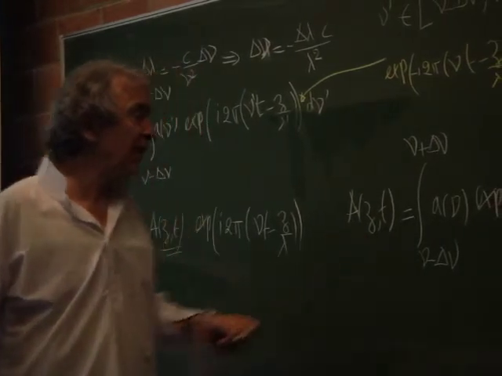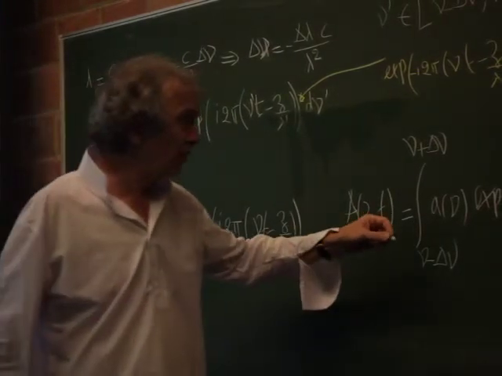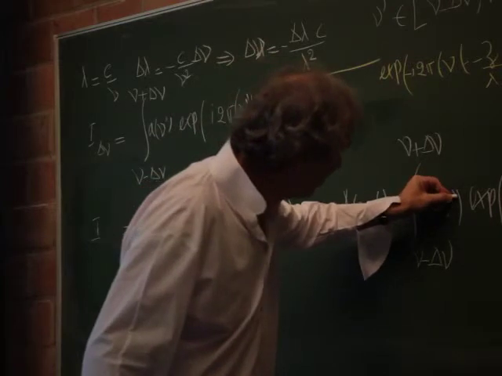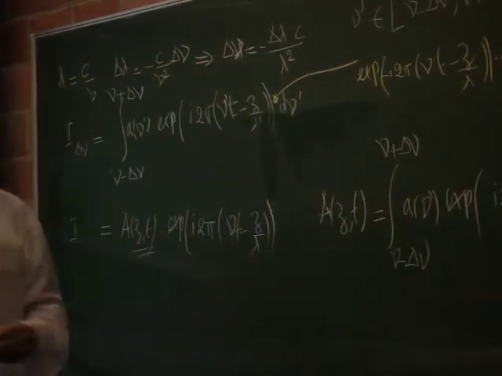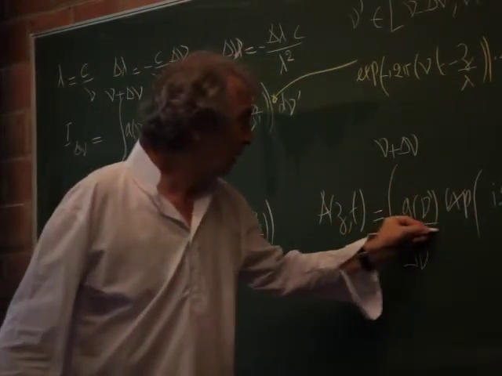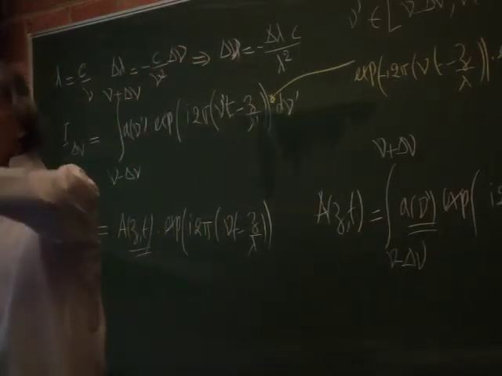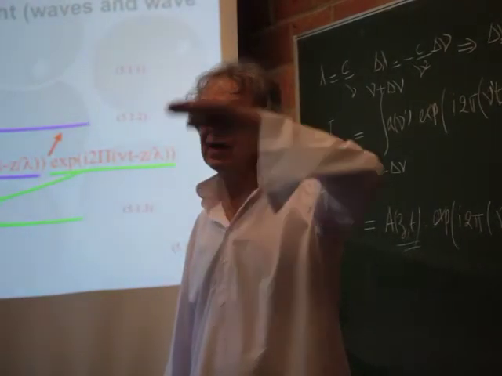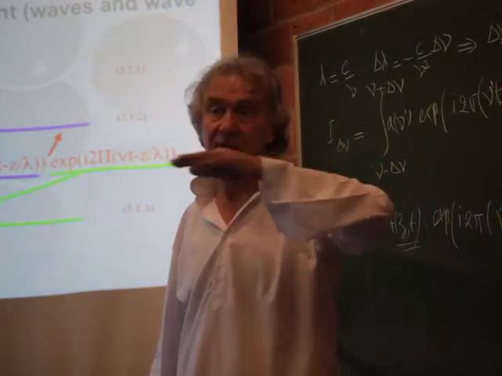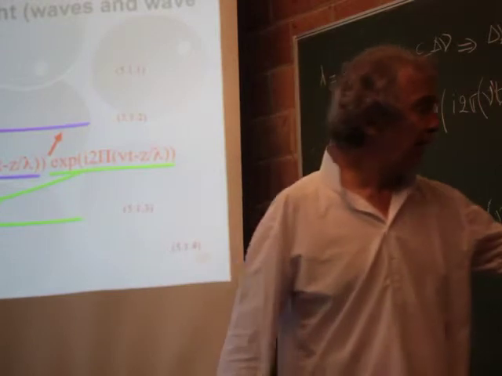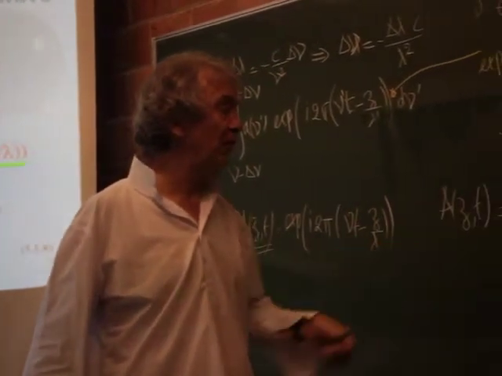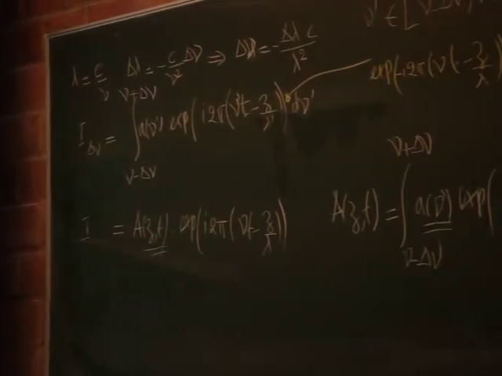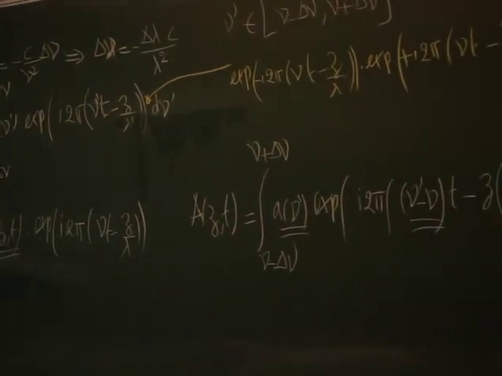Now, I will demonstrate for the case when, here there is a prime here, right? I forgot the prime. When nu prime is a constant. So I just assume that over the small spectral range, the continuum intensity of the star is a constant. So I may take this away from the integration.